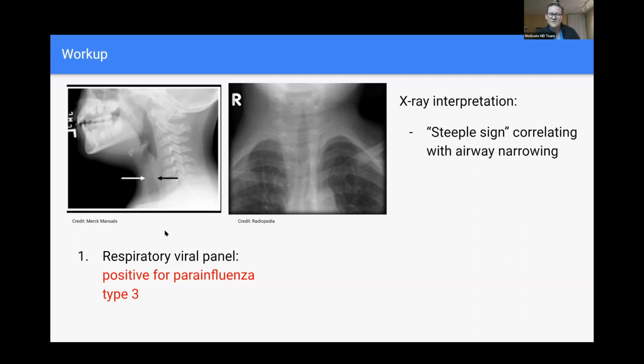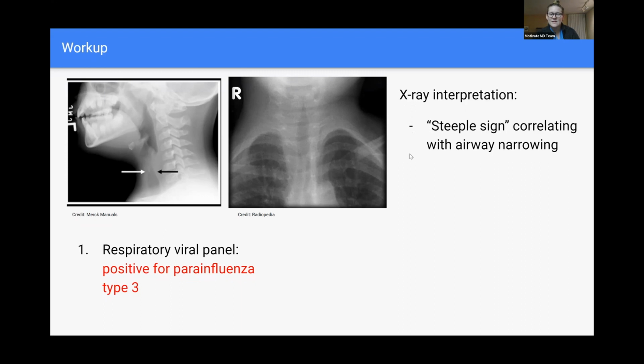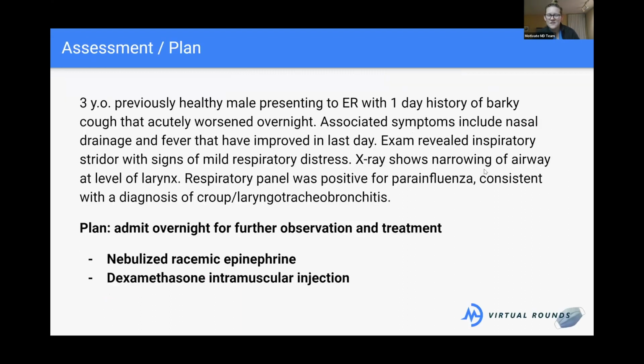And then we also, just for funsies, did a respiratory viral panel, and it did come back positive for parainfluenza type 3. So if you remember back on the differential slide, we said that parainfluenza is the most common pathogen that causes croup. So with this, plus the barky cough, plus, well, I'll just read the assessment.